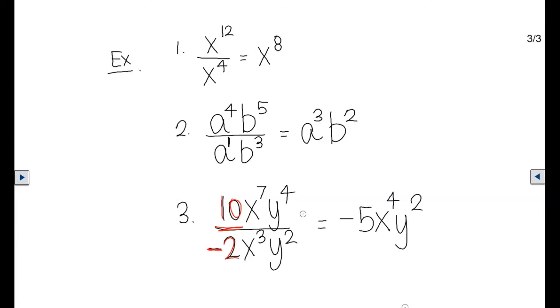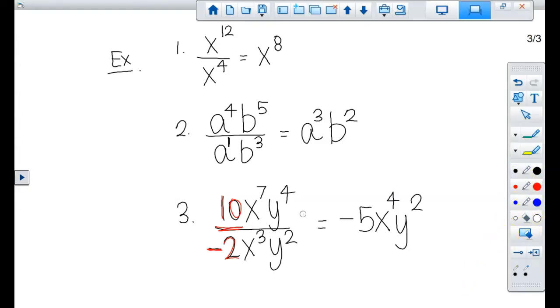So when you're doing division problems, subtract the exponents that are on the same base. If you see coefficients, divide them, since it's a division problem. So that's how the quotient rule operates.